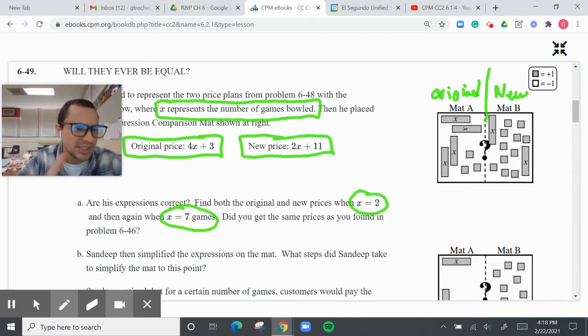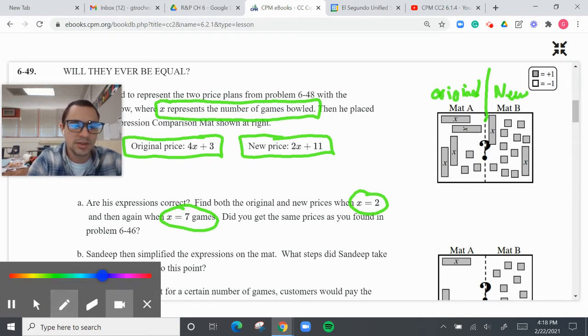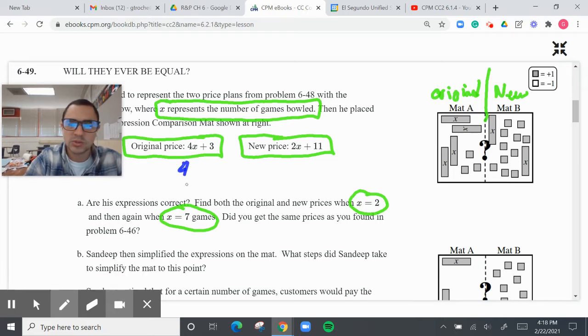And we actually already did this earlier. So if you go back in the video, we already did this. Did you get the same prices you found in 646? So basically, I'm going to go ahead and plug that in real quick. So we have 4 times, we're going to use 2 first, plus 3, and 2 times 2 plus 11. And that's going to give us 11, and this is going to give us 15.